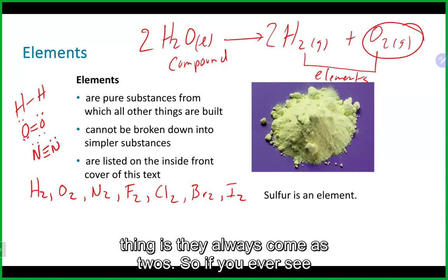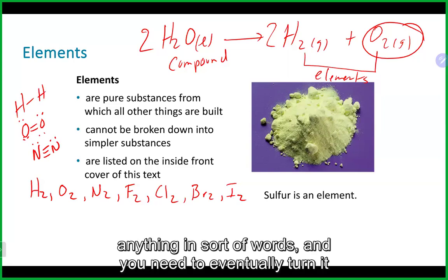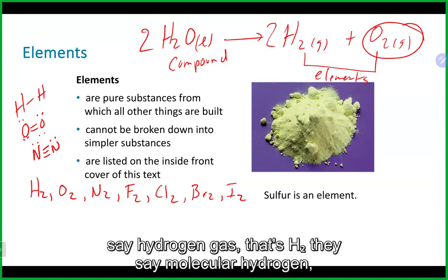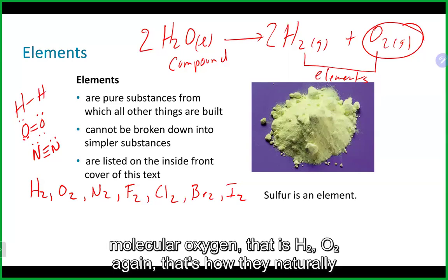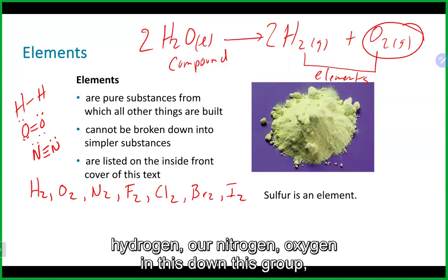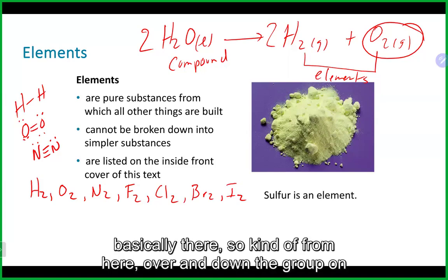So if you ever see anything in words and you need to eventually turn it into a formula or something like that, and they say hydrogen gas, that's H2. They say molecular hydrogen, molecular oxygen, that is H2O2. Again, that's how they naturally come. That's pretty much here on the periodic table. We got our hydrogen, our nitrogen, oxygen, and this down this group basically there.